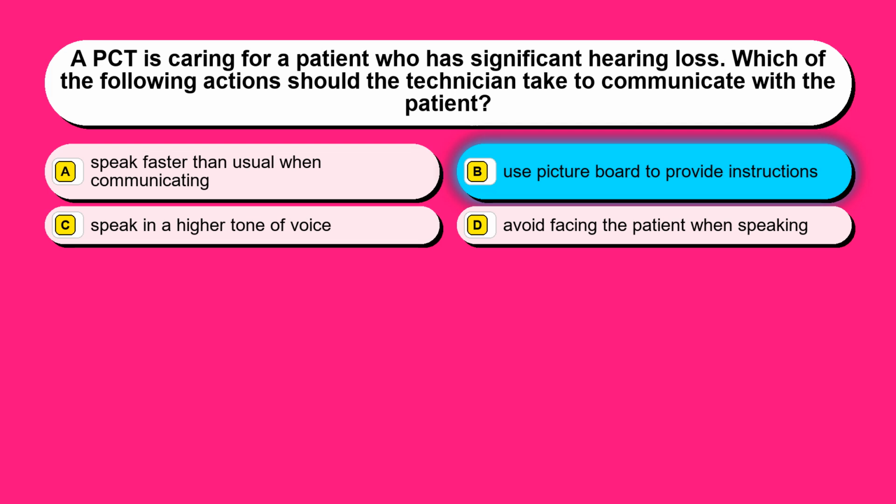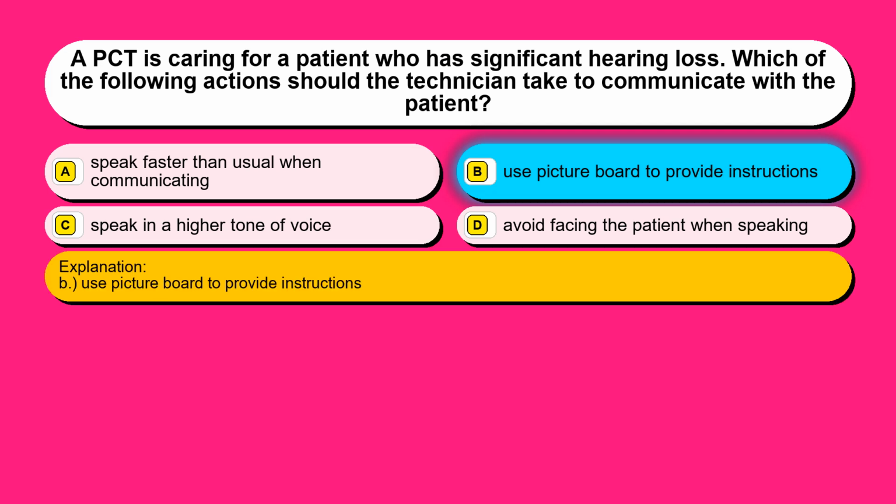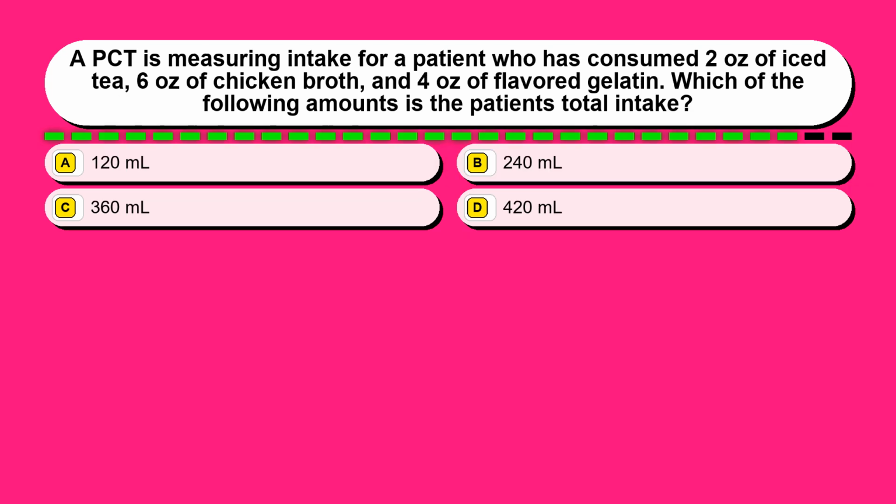The correct answer is option B, use picture board to provide instructions. B, use picture board to provide instructions. Question 22. A PCT is measuring intake for a patient who has consumed 2 ounces of iced tea, 6 ounces of chicken broth, and 4 ounces of flavored gelatin. Which of the following amounts is the patient's total intake? Option A, 120 ml. Option B, 240 ml. Option C, 360 ml. Option D, 420 ml.